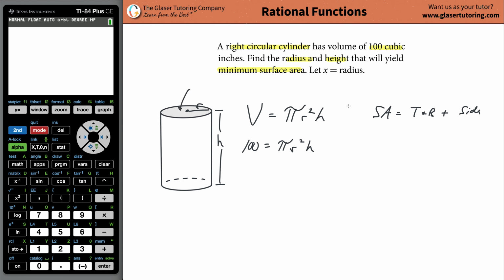Now, what's the area of the top? Well, the top is a circle, and we already said that the area of a circle is going to be pi r squared. That's just the formula. So basically the surface area would be equal to pi times the radius of the top squared, plus the area of the bottom, which is pi times the radius of the bottom circle squared, plus now the area of the side of the cylinder. Now this might be hard to imagine.